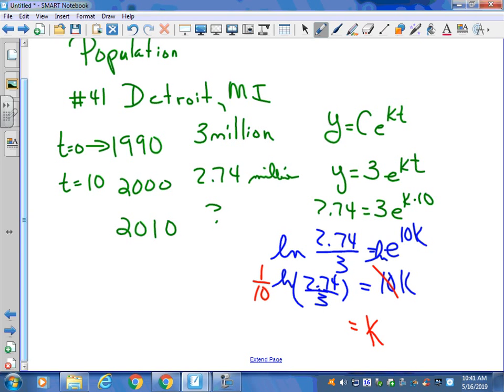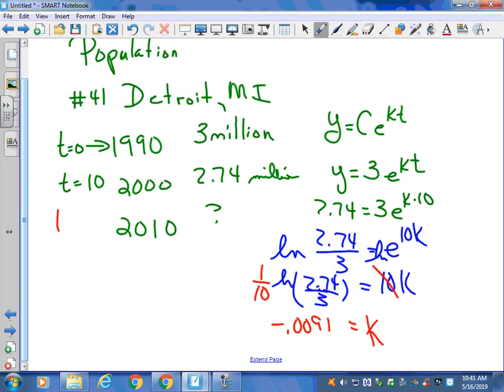I got negative .0091. That's what I got. Yes, that's the correct answer. And negative means that it was going down. Well, we saw that already. And the .0091 means it's going down kind of slow. Well, yeah, it means it's going down kind of slow. But we're talking about millions of people, so that's not really slow.